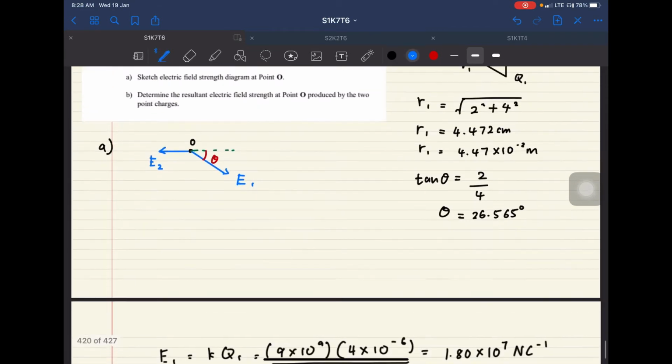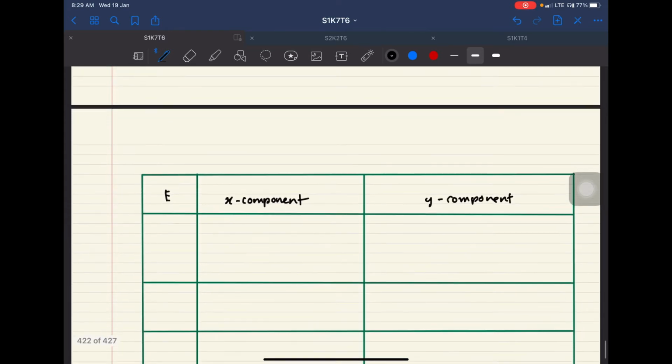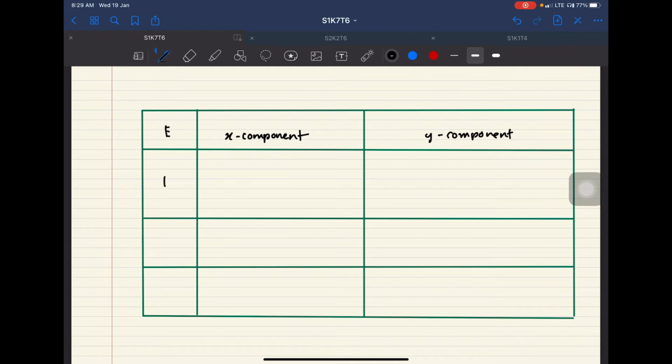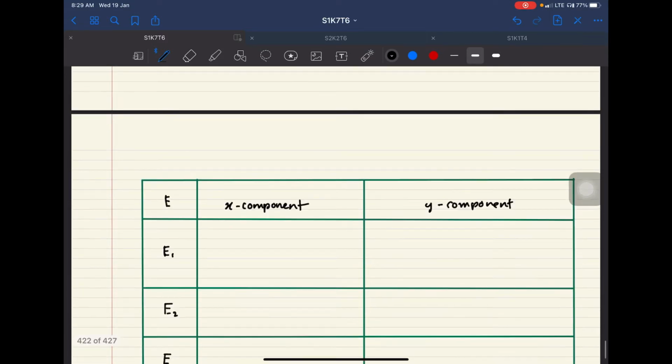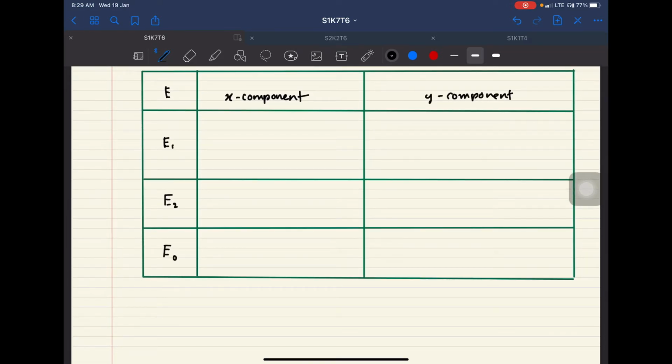Okay, this one is to the left. E2 is to the left, I can write that one. E1, you have to resolve that one, because E1 has both x and y components. So like always, I just do this one in a table. So E1, E2, and this is E at point O. The easiest one is E2, it is to the left, so you can substitute negative 4.5 for the x component. This one you can straight away write 0.